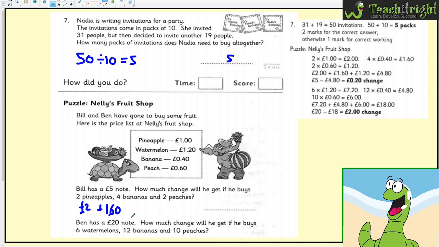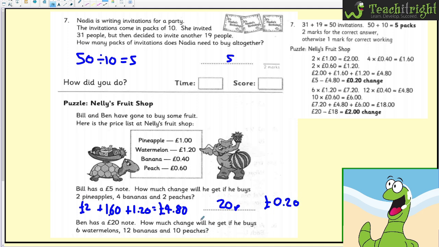And 2 peaches is going to be plus £1.20. So if we add all of these together, we're going to get a total of £4.80. But remember, that's not the actual answer, that's what he spent. How much change would he get is going to be the difference between the £5 and the £4.80, which is a nice 20p.